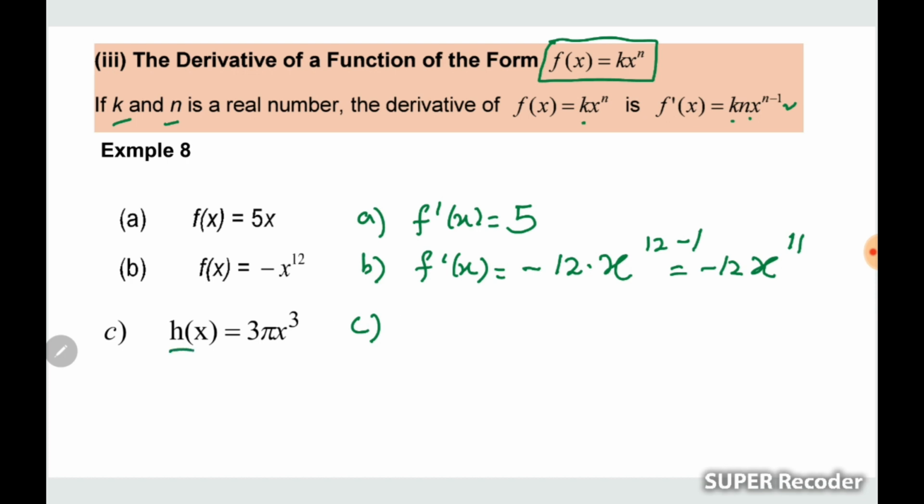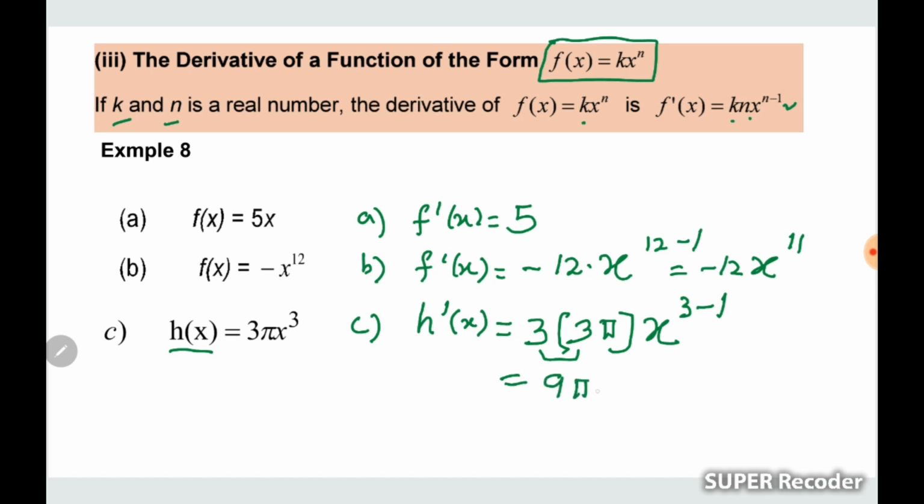Okay, what about C? The function is h(x), so when you differentiate, it will be h prime x. h prime x is equal to 3, you have to multiply with 3 pi. 3 pi is also a constant. Then you have to multiply with x to the power of 3, you have to minus 1. So the answer is 3 times 3, 9 pi, multiply with x squared. Okay.